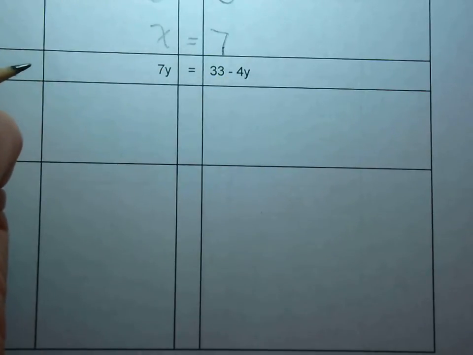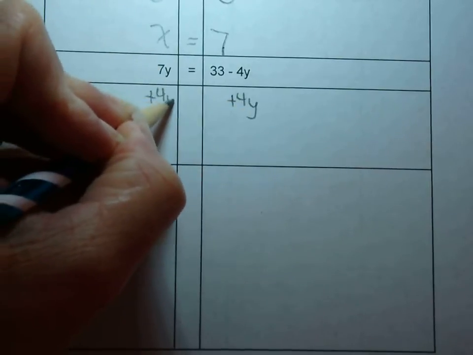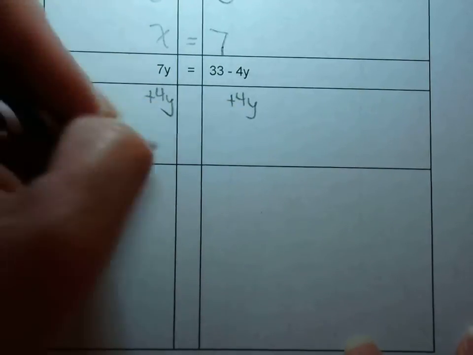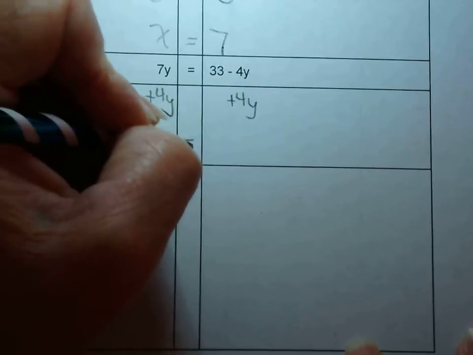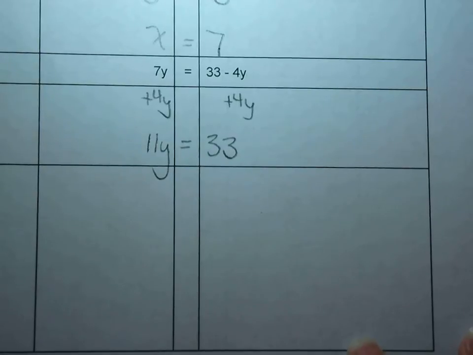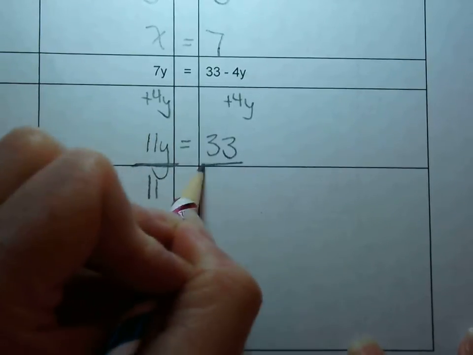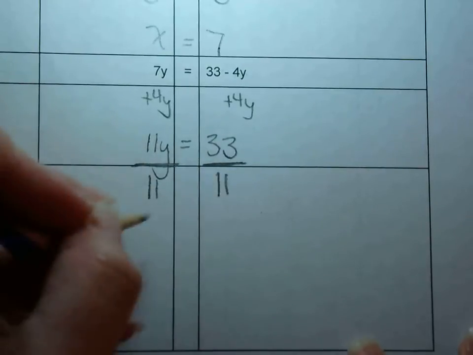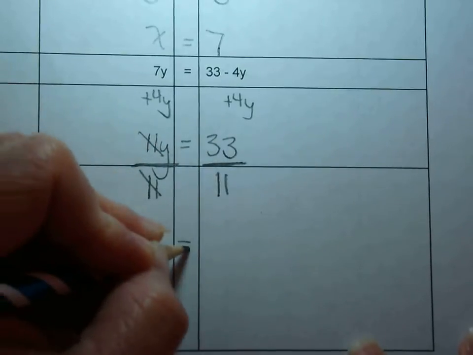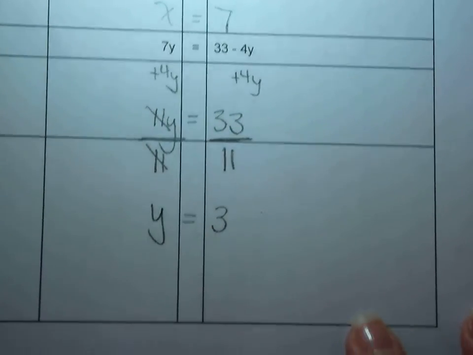What am I going to do to get rid of it? I'm going to add 4y to both sides. Okay, 11y is equal to 33. What's my next step? I got to get this y by itself. I'm going to divide both sides by 11. y is equal to 3.